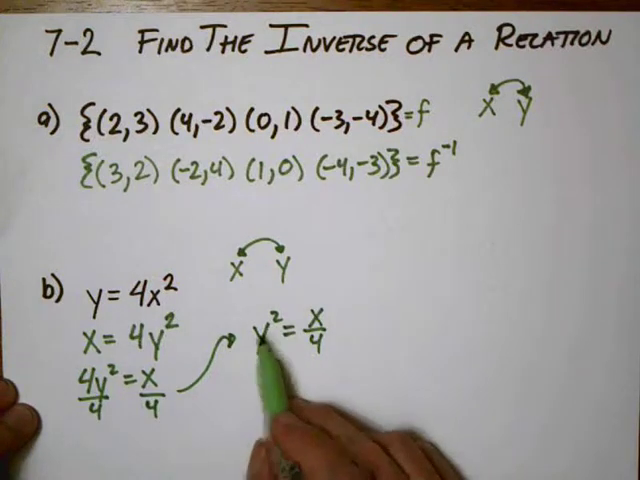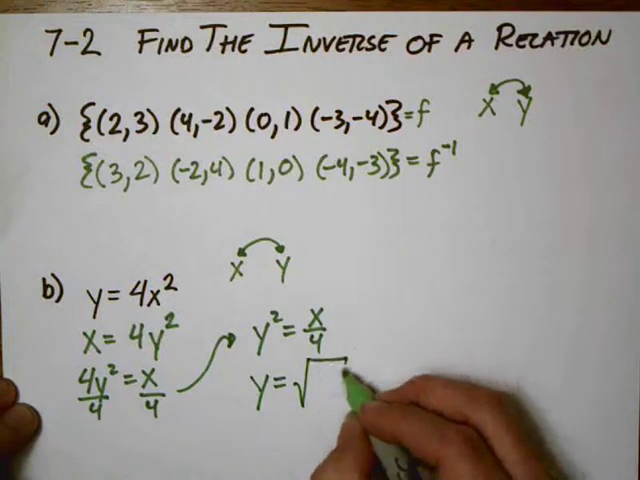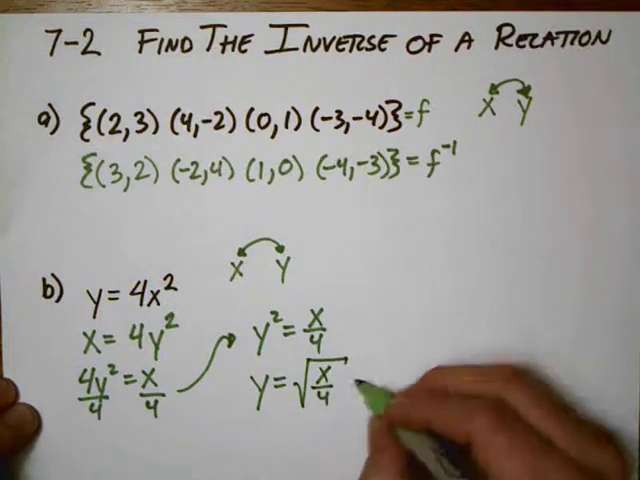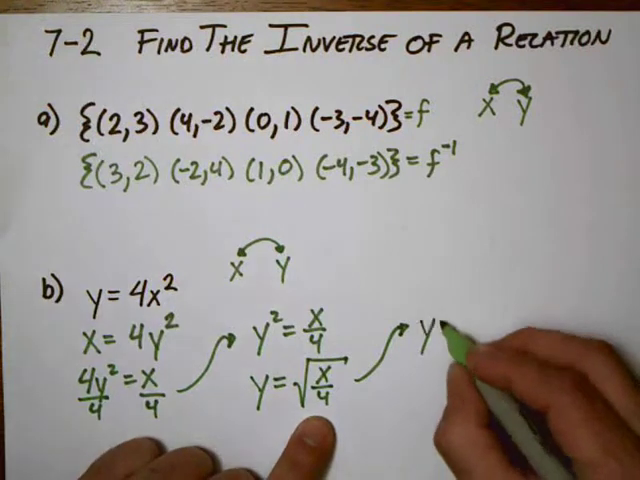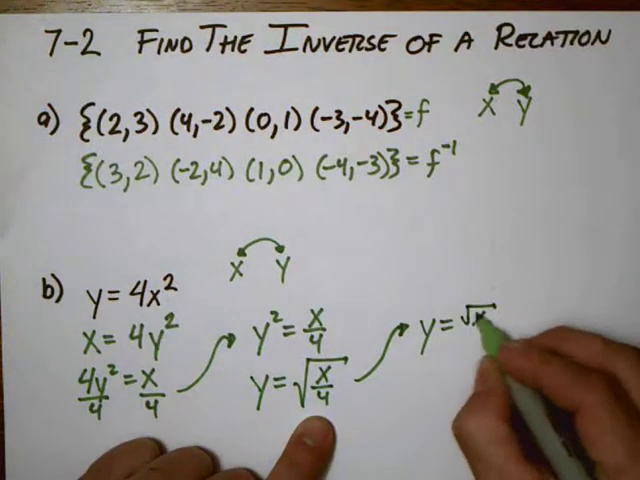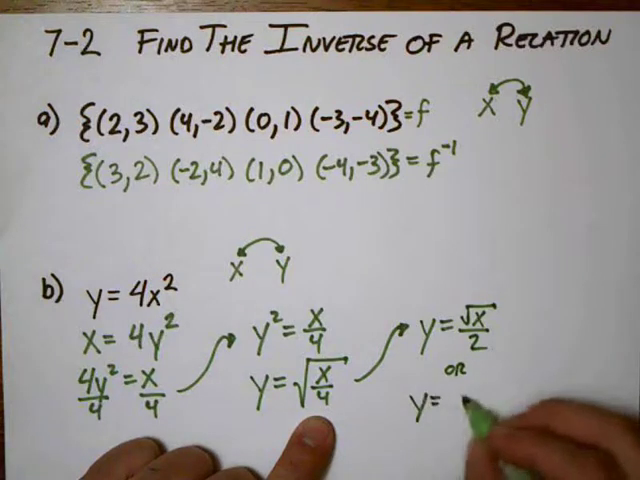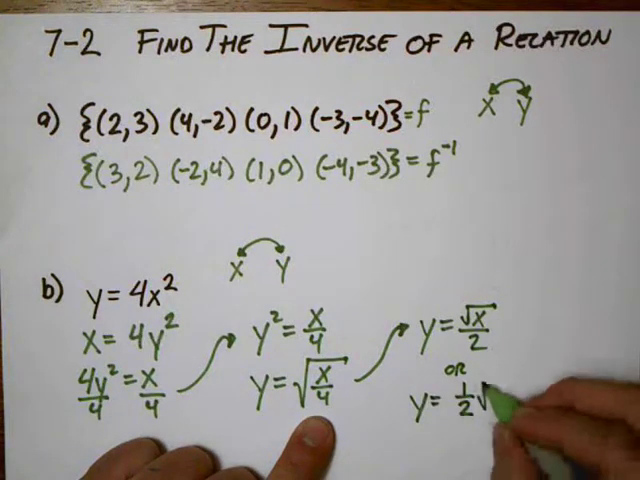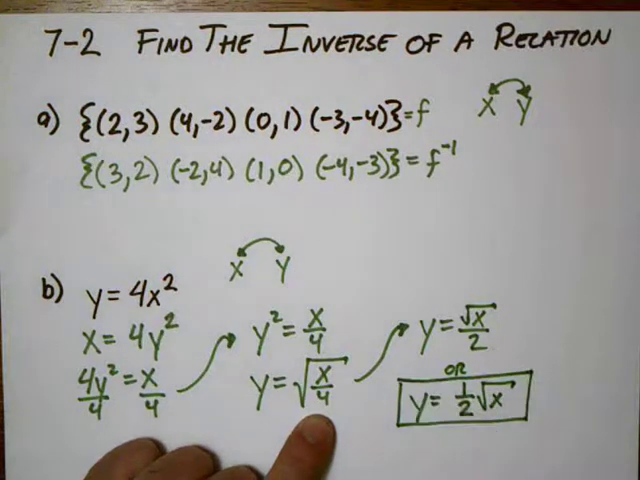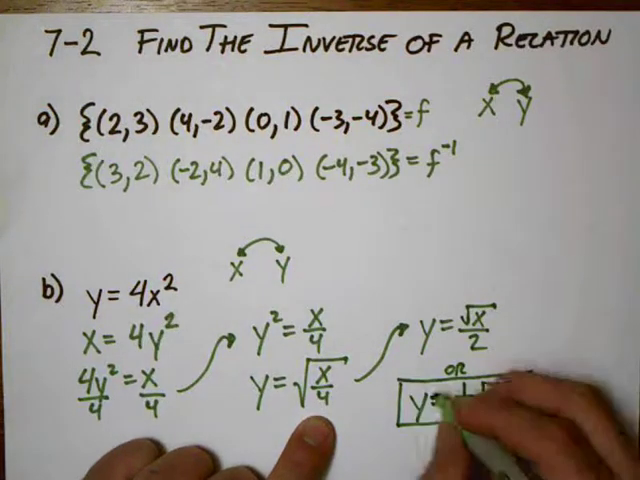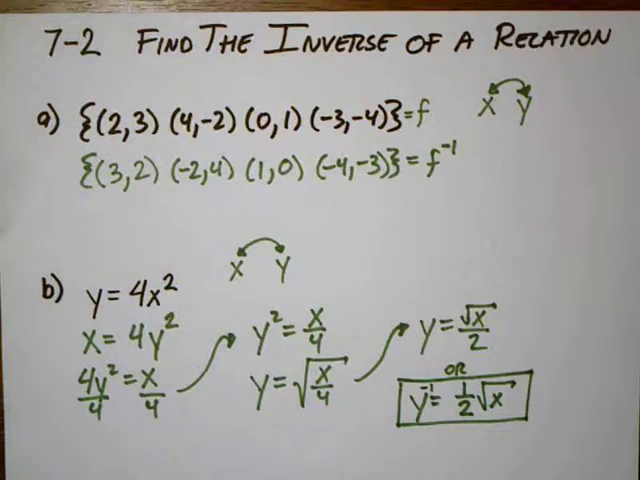And when we solve this, we're going to take the square root. So we're going to get y equals the square root of x over 4, which we can simplify. Can't have a square root of 4 on the bottom. So we get y equals the square root of x over 2. Or another way to write that is y equals 1/2 of the square root of x. And since this is an inverse, that's what we're talking about. The inverse of that is 1/2 the square root of x. And there you go.